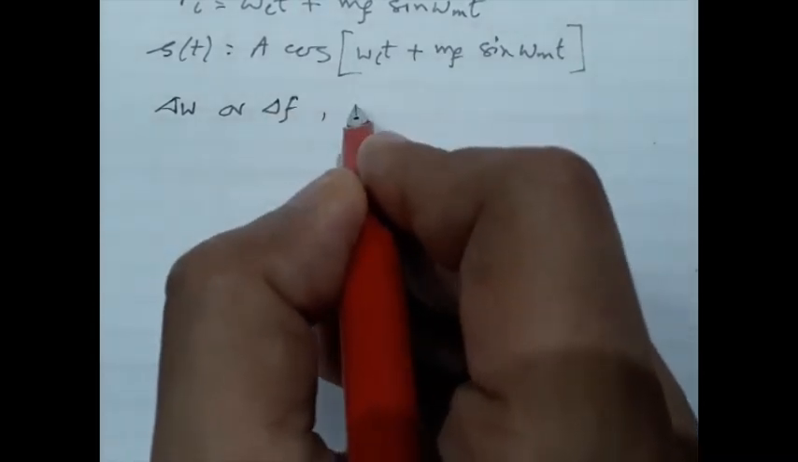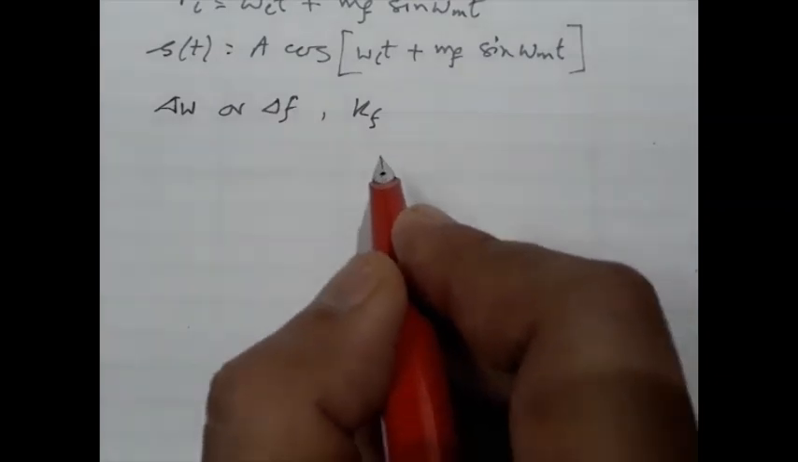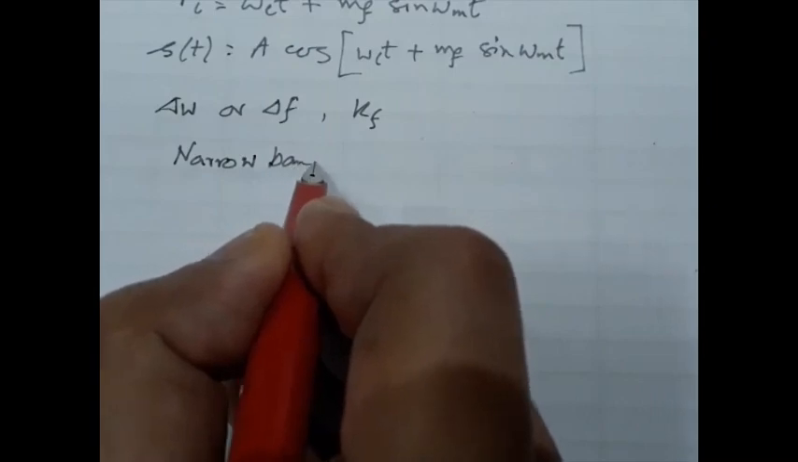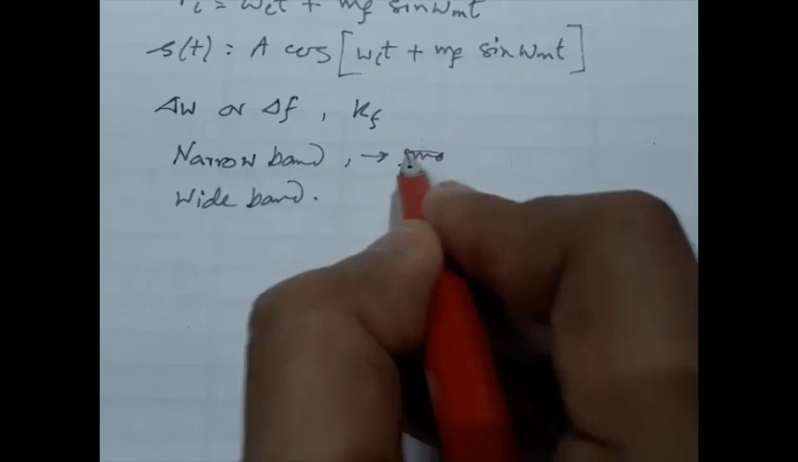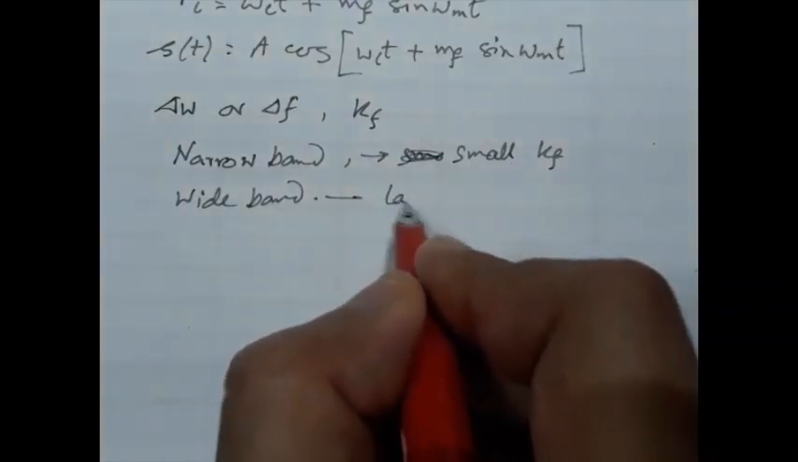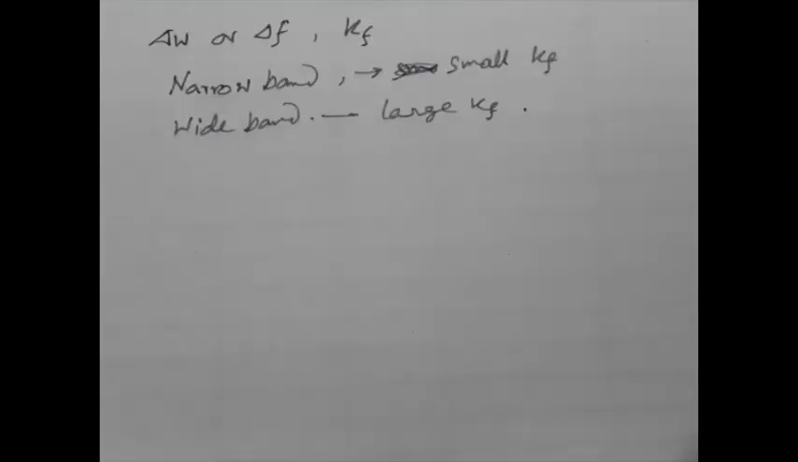Now depending on the value of delta omega or delta f, that is the value of frequency deviation, or in other words, since frequency deviation is dependent on the frequency sensitivity kf, then based on the value of this kf, we have two types of FM. One is narrowband, another is wideband. Narrowband means small kf and wideband means large kf. So let us try to understand narrowband FM first.